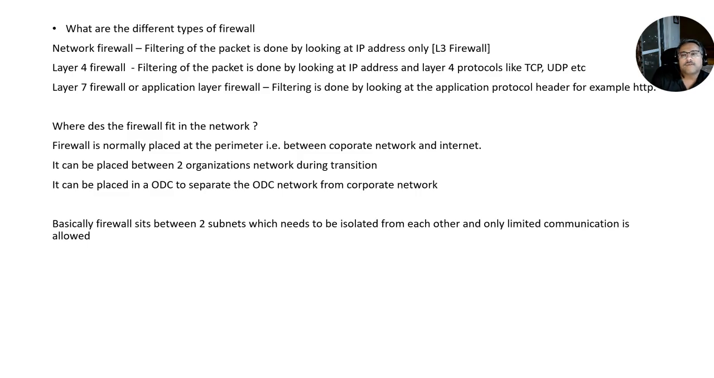Now, where does the firewall fit in the network? Normally, a firewall is placed at the perimeter between the corporate network and the internet, but it can also be placed between two organization networks. Suppose one organization is taking over another organization. Initially, temporarily, you can put a firewall between the two networks, and before the complete transition happens, you will simply allow a few connections from this network to that network. And also it can be placed in an ODC.